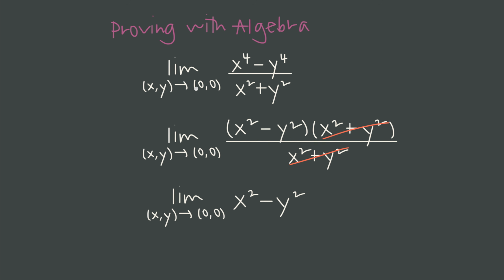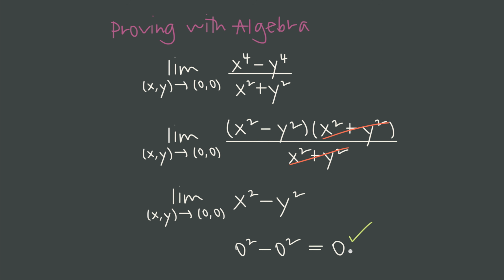And now we can actually evaluate the limit. Previously, if we tried to plug in the point we were approaching, 0, 0, we got 0 divided by 0, which doesn't tell us anything. But now that the function's been simplified, we end up with 0 minus 0, and we can therefore say that the value of the limit is 0. We didn't test any paths. We proved with algebra that the value of the limit is in fact 0.